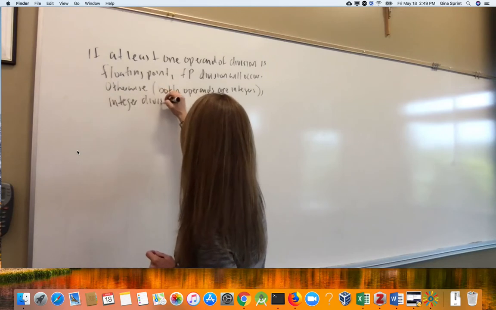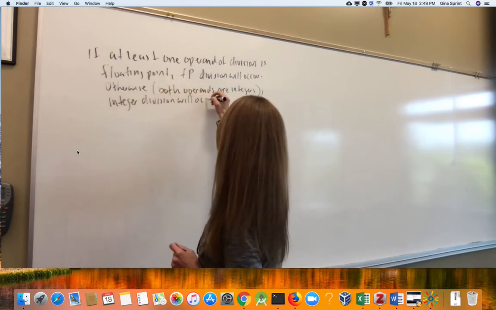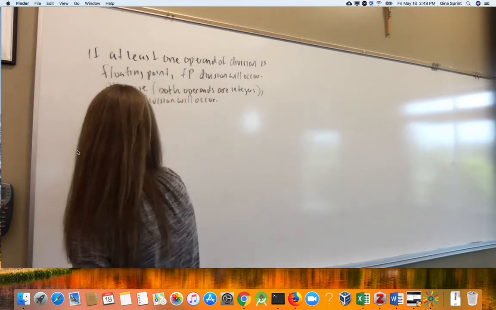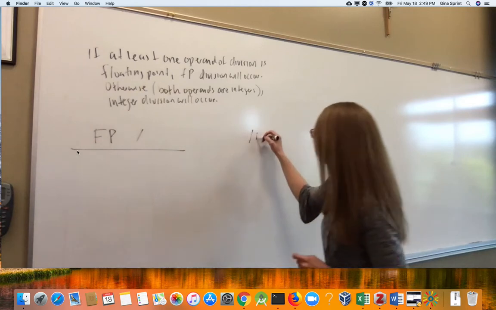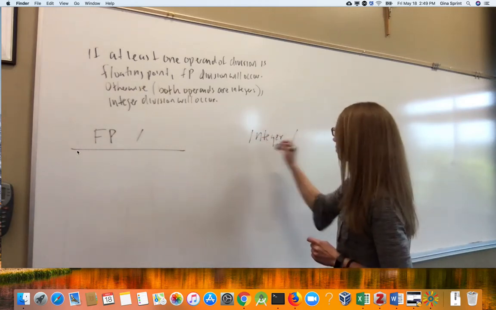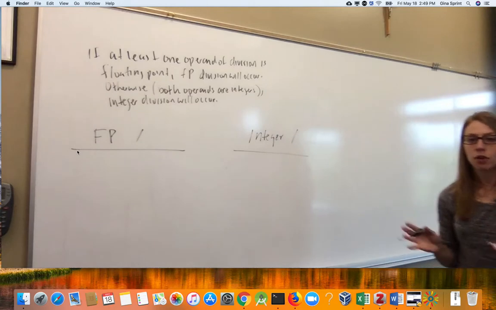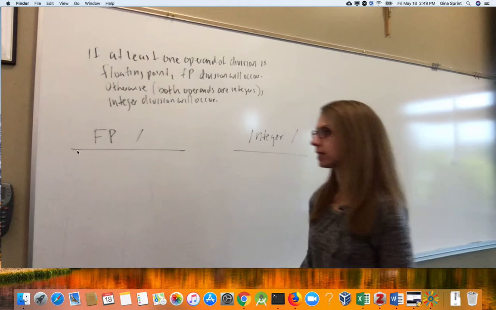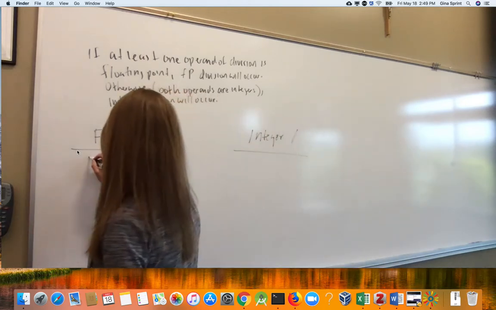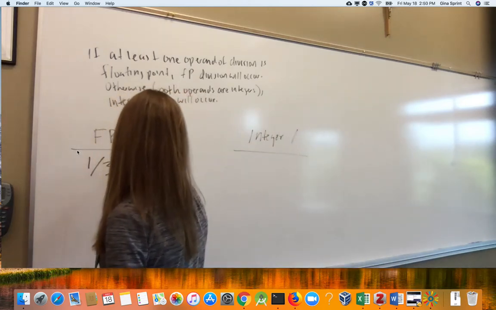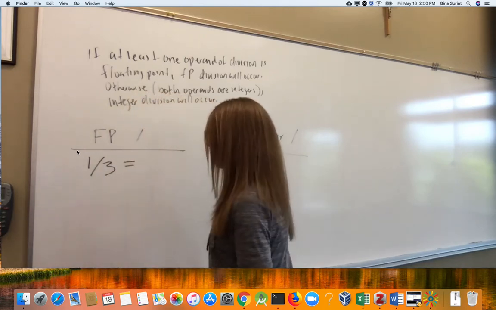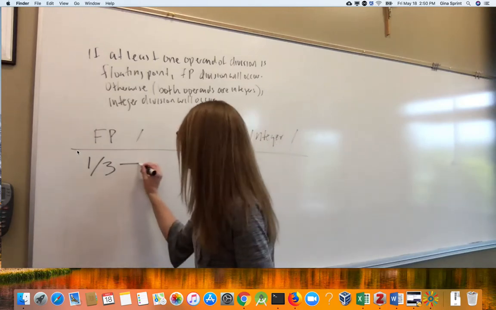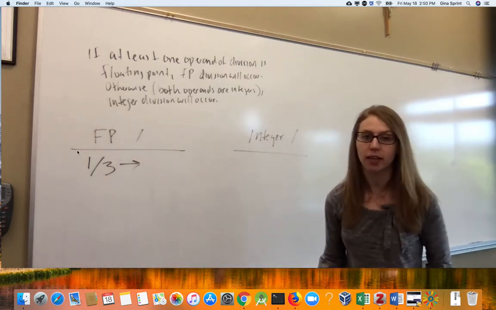Integer division will occur. Okay, so let's start with floating point division. Floating point division is the standard division you've been working with your whole entire life. For example, if I said 1 divided by 3 equals what? And since we now know about the assignment operator, I won't use the equal sign. I'll just use an arrow. What does 1 divided by 3 evaluate to?